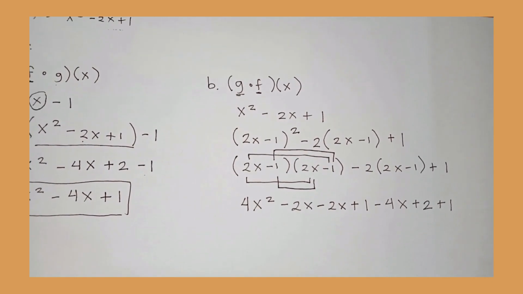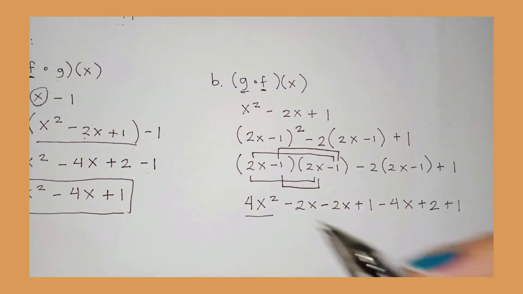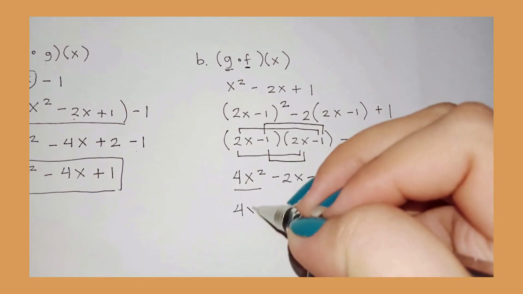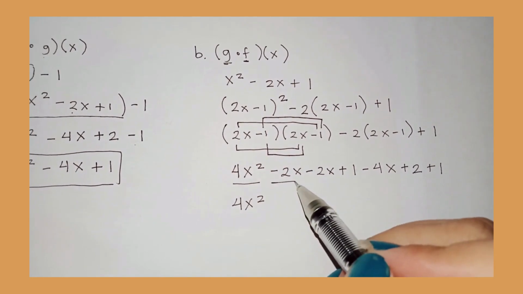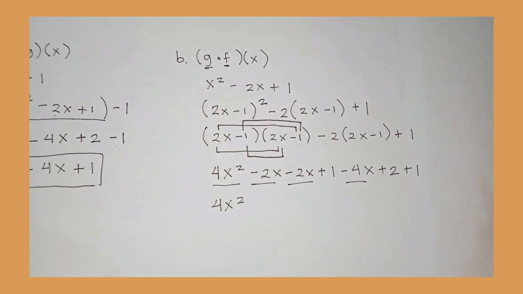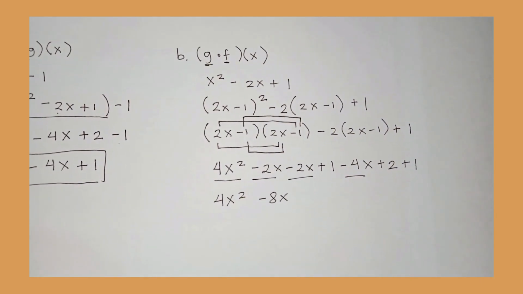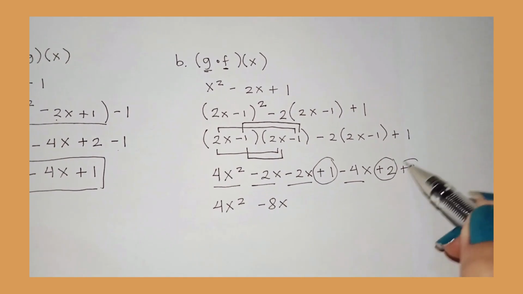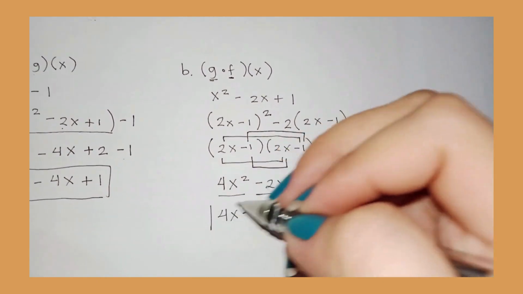Next thing to do is to combine like terms. Pagsamahin lahat ng magkakatulad yung variable. 4x squared, meron ba siyang katulad? Wala. So, kopyahin lang 4x squared. And then, lahat ng x pagsamahin. Negative 2, negative 2, negative 4. So, that would be a total of negative 8x. Next, lahat ng constant pagsamahin. 1 plus 2 plus 1, that is positive 4. So, this will be our final answer.